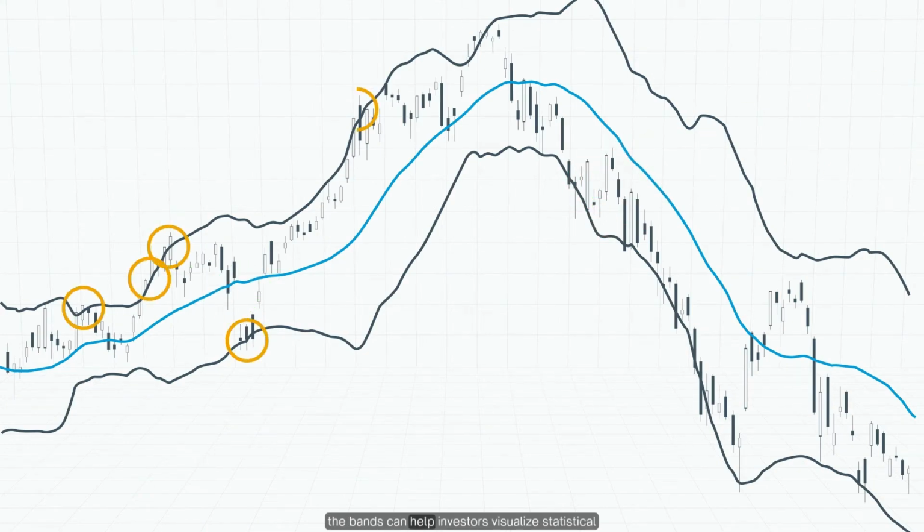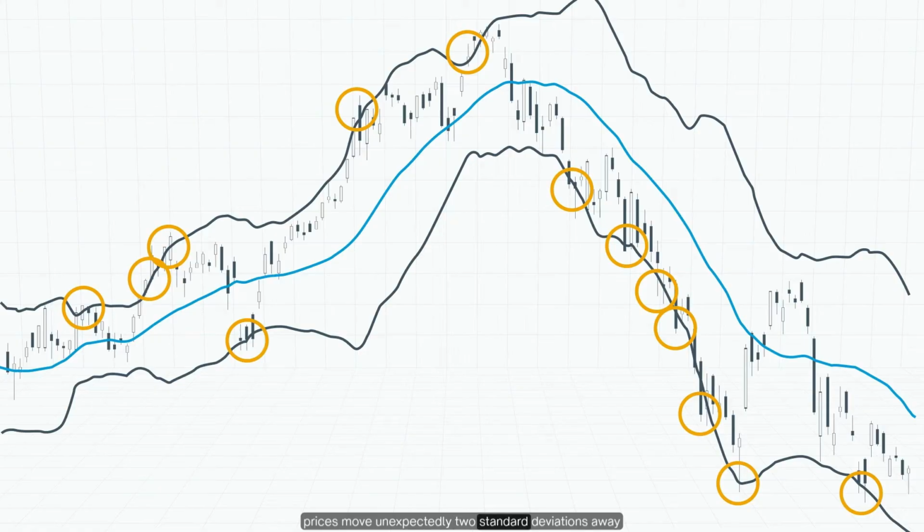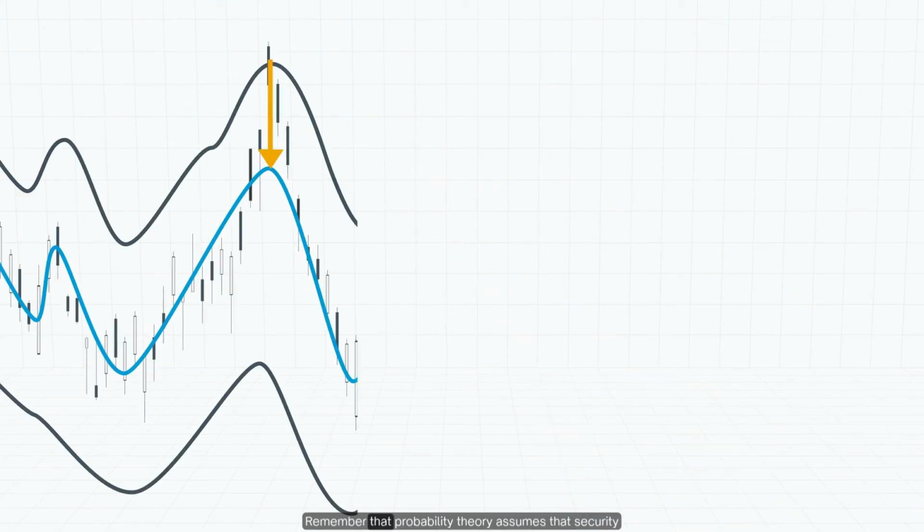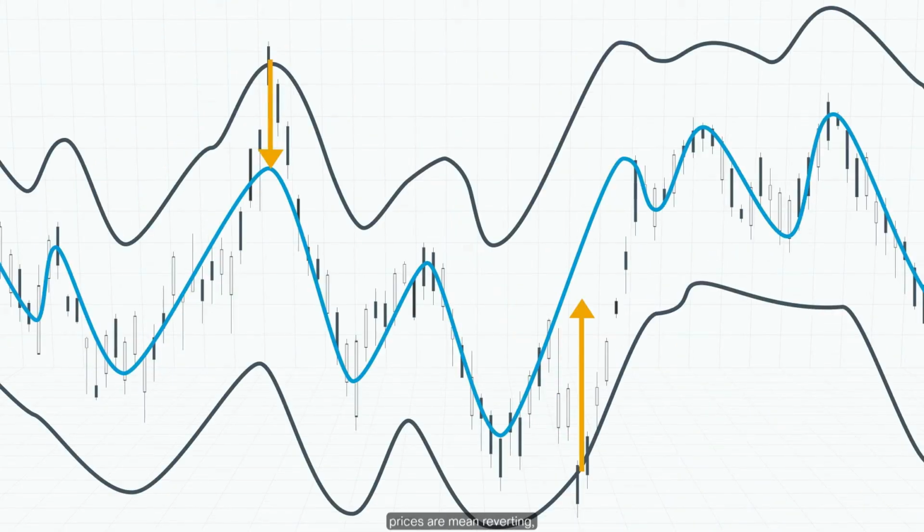Additionally, the bands can help investors visualize statistical properties of securities and help identify when prices move unexpectedly 2 standard deviations away from a moving average. Keep in mind that these deviations can last for long periods of time, which is one of the biggest risks of using Bollinger Bands. Remember that probability theory assumes that security prices are mean reverting, but this assumption frequently breaks down in the real world.